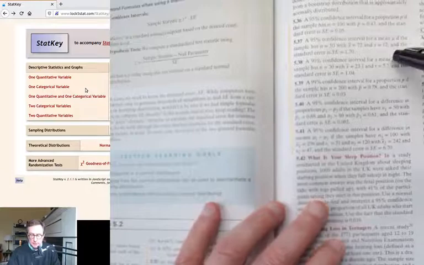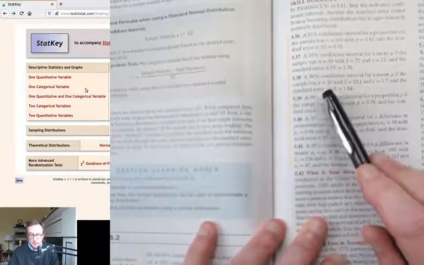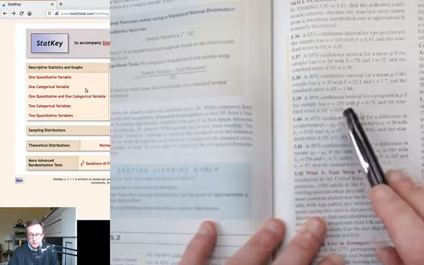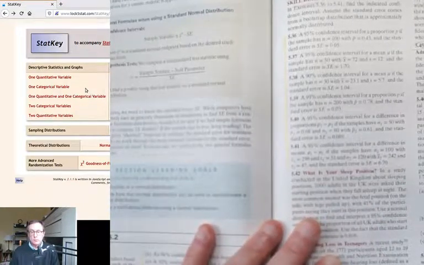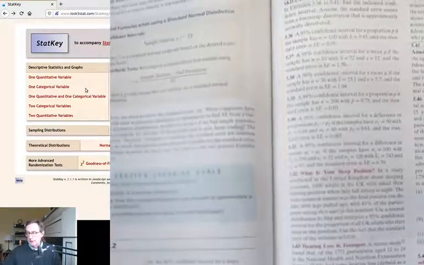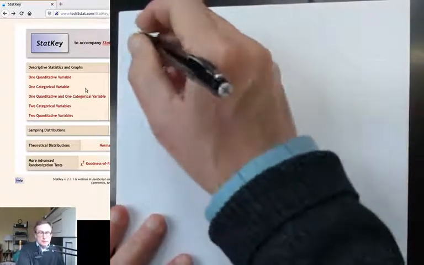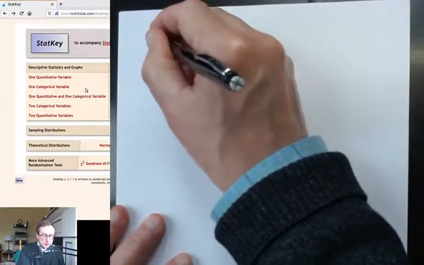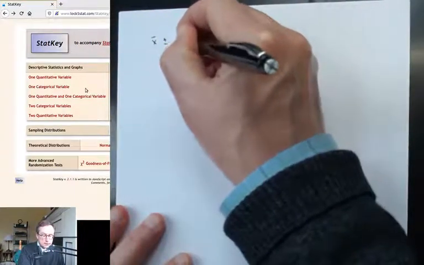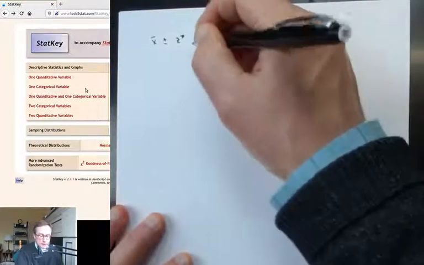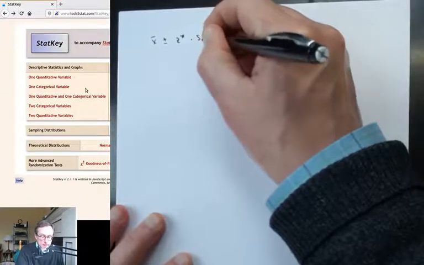The question says 90% confidence interval for a mean mu if the sample has n equals 30, x bar equals 23.1, s equals 5.7, and the standard error is SE equals 1.04. So let's give it a whack. Okay, so a person remembers what the formula for confidence interval is. It's x bar plus and minus z star, that's the 1.645 that I went to look on the other page, times the standard error.